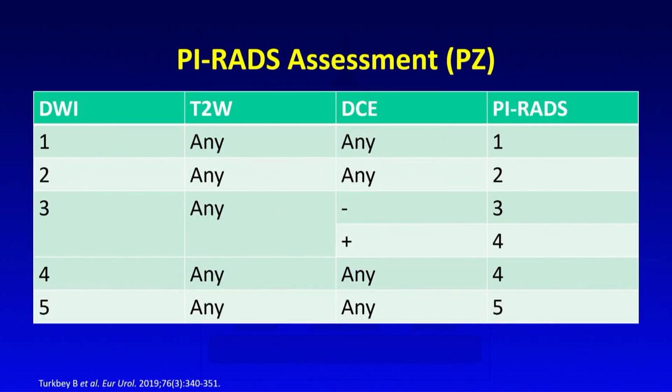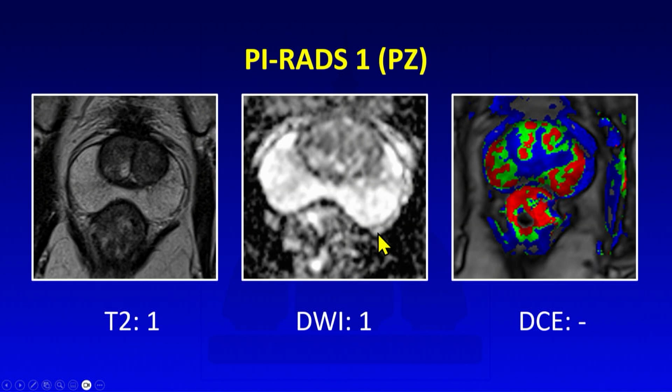And putting everything together, let's look at lesions in the peripheral zone. The assessment of the peripheral zone is really driven by how it looks on the DWI. The T2, it can honestly look like anything because it doesn't really contribute. The DCE only matters as a tiebreaker to bump something from a 3 to a 4 if it's DCE positive.